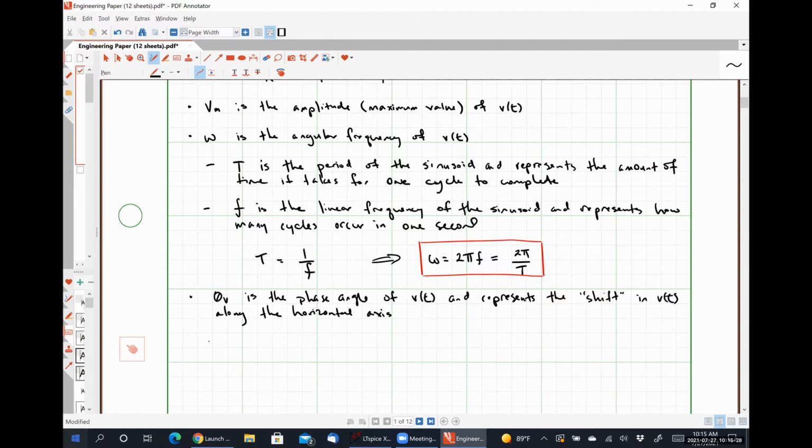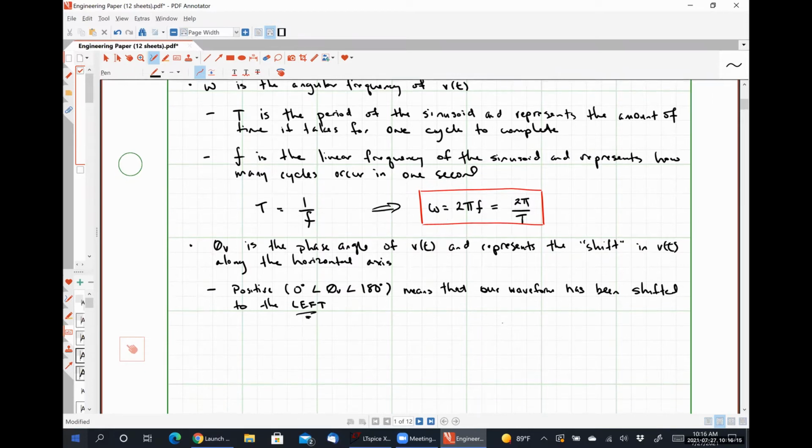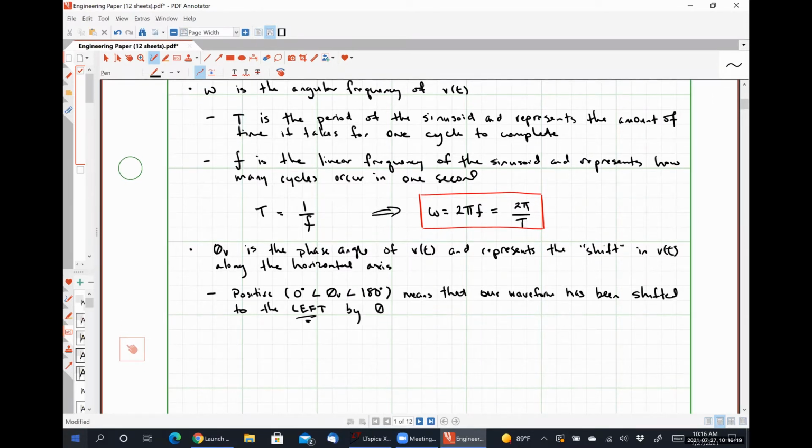Positive phase angles (0 degrees is less than theta v is less than 180 degrees) means that our waveform has been shifted to the left. Very important. By theta v over omega in time.